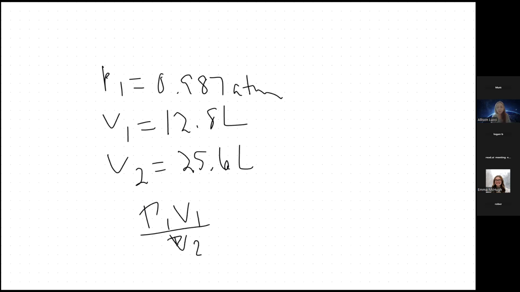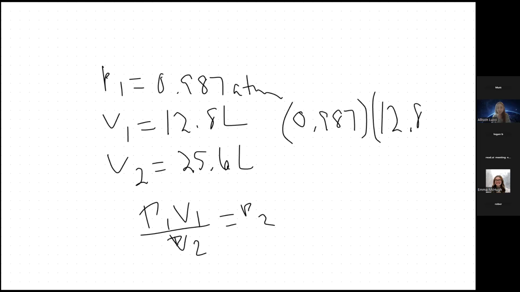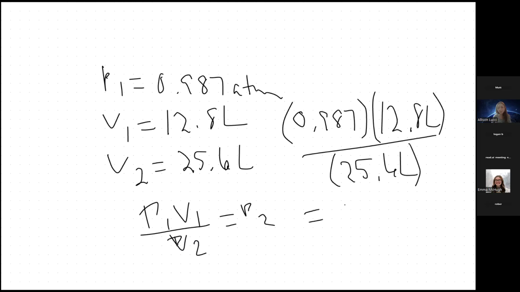All right, so let's plug in. We're going to have 0.987, and we'll multiply that in atmospheres by our volume 1, 12.8 liters, and then we divide by our new volume. So we have a larger volume here, so we expect our pressure would be less, right? So we plug in these values, that 0.987 times 12.8 divided by 25.6, and we should get a lower pressure, which is 0.494 if we keep 3 sig figs. And this is what we would see on our answers.